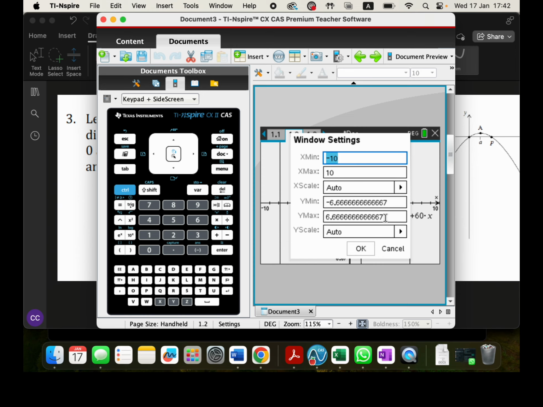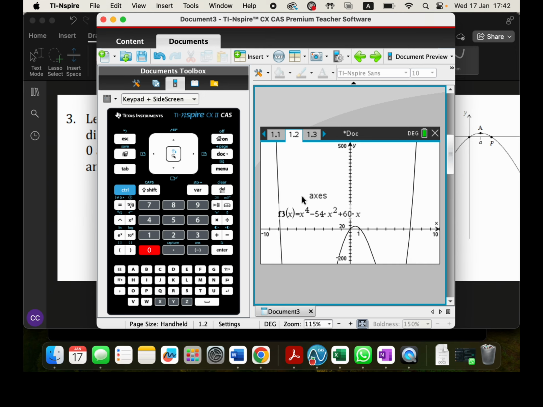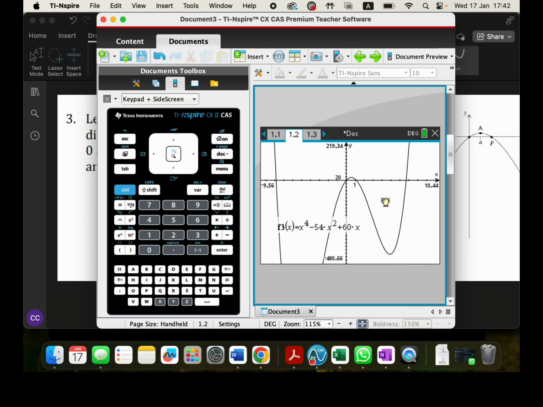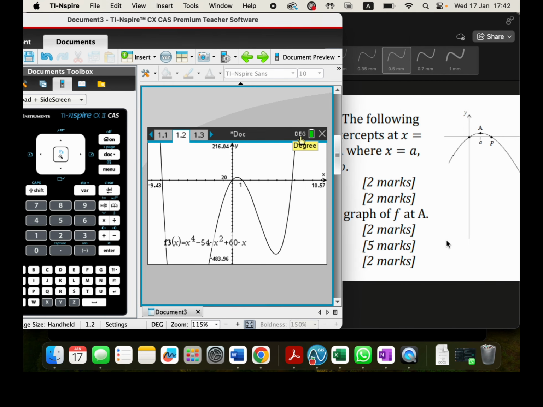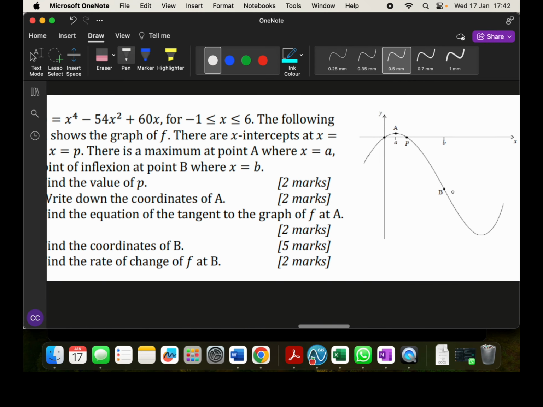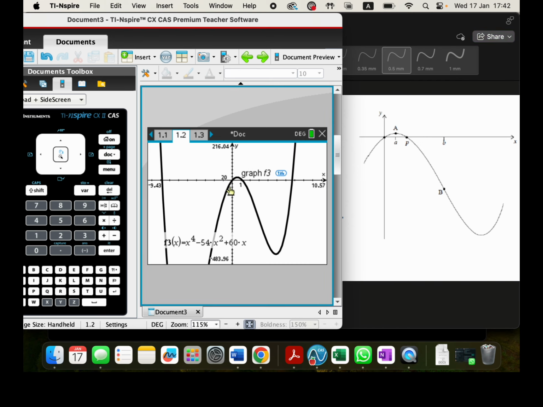Let's do some window settings. We know that this is probably an absurd number. So let's go to 500 and let's go to -200 and see what happens. There we go. So that looks way more like my original graph, right? My original graph, something like that. There we go. We've got it. So all we have to do is figure out where that is.